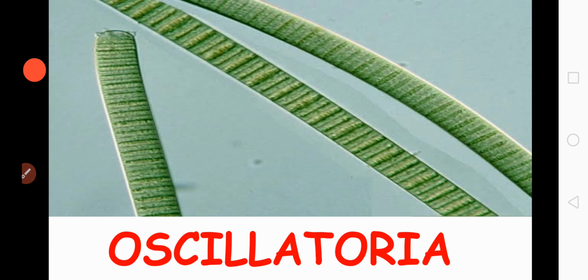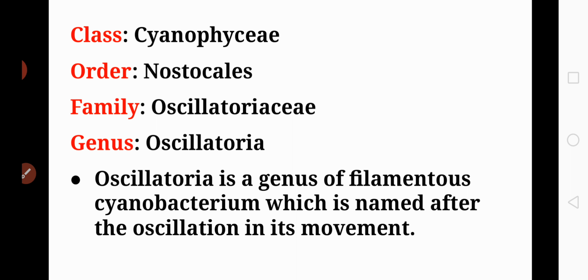We'll move on to the second group, that is Oscillatoria. Oscillatoria is placed under class Cyanophyceae, order Nostocales, family Oscillatoriaceae, and genus Oscillatoria. Like Nostoc, this Oscillatoria is also a genus of filamentous cyanobacteria, which is named after the oscillation in its movement.